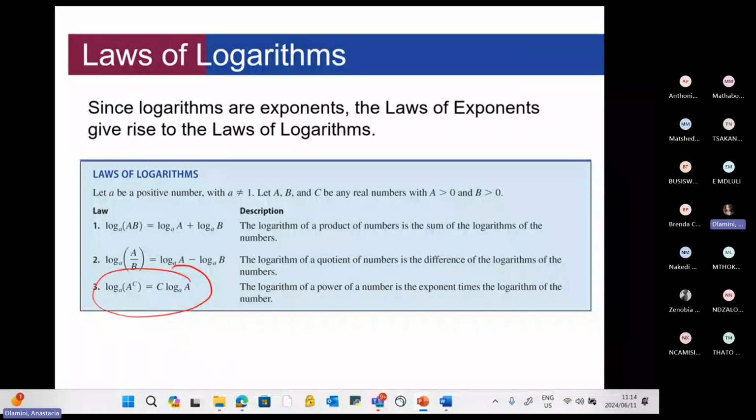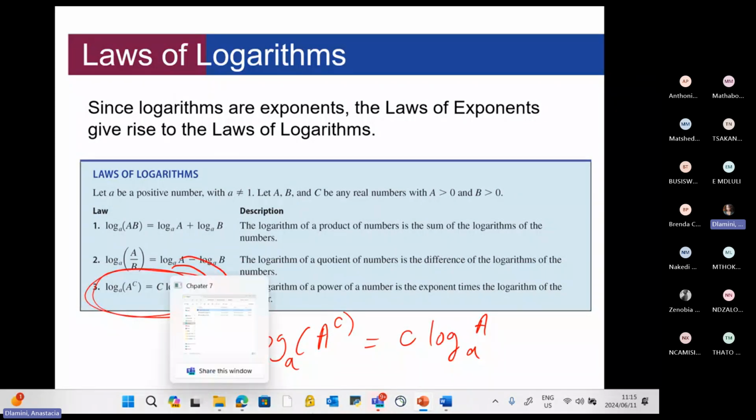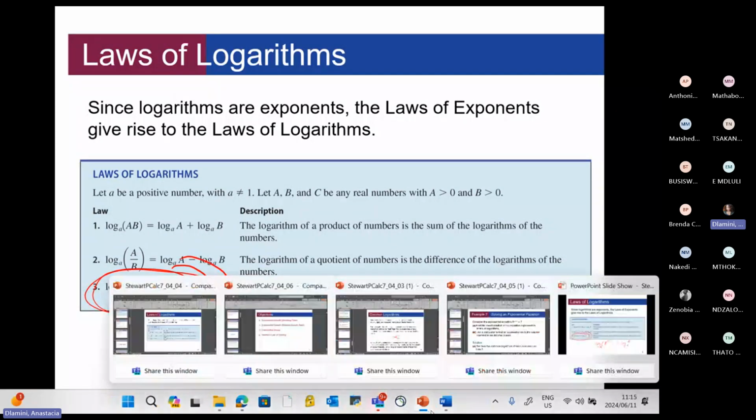Law number 3 is what we're looking for, because we have an exponent. It says if we have log of a to the power of c base a, then you take the exponent and multiply it by log of a base a. So when we come to solving that particular example, we'll use the laws of logarithms number 3. Now let's go back to this example here.